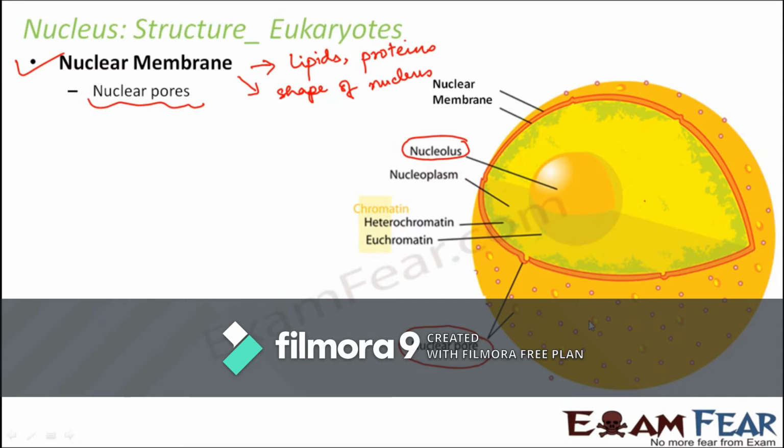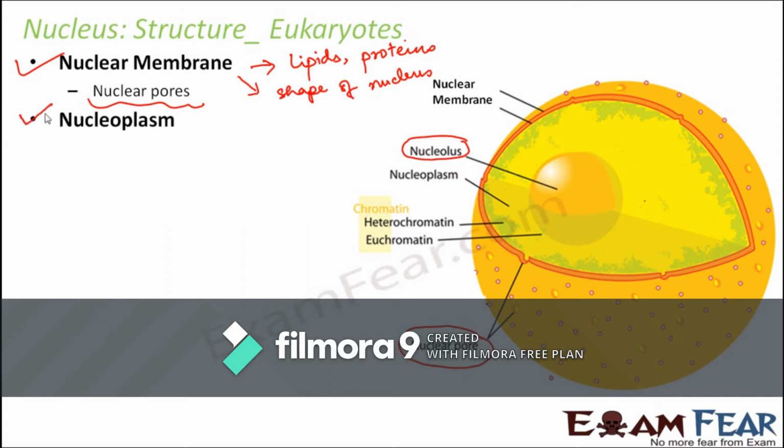Now, why do we have these pores? These pores are there to facilitate the transfer of particles from inside the nucleus to outside, or from outside the nucleus to inside. What kind of particles get exchanged between the nucleus and the external environment? Those are proteins and RNA complexes. Proteins which are synthesized move inside the nucleus. Sometimes RNA complexes move outside the nucleus. So basically these pores help in the exchange of substances between the nucleus and the outer nuclear space.